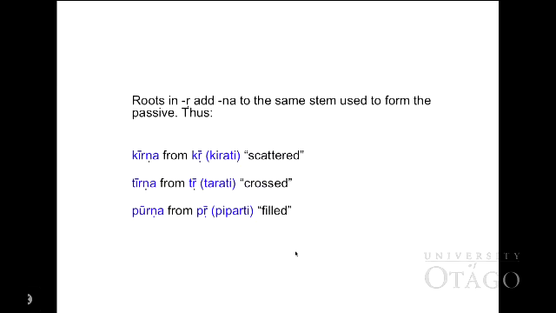Roots in re add na to the same stem used to form the passive. Thus, kirna from kri, kirati, scattered. Tirna from tri, tarati, crossed. Purna from pri, piparti, filled.